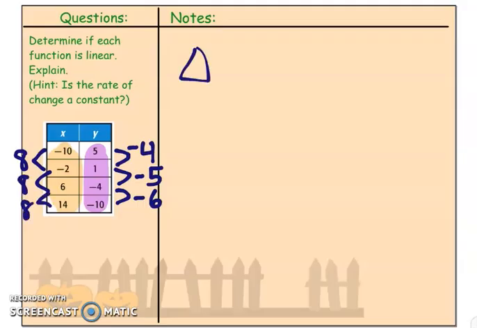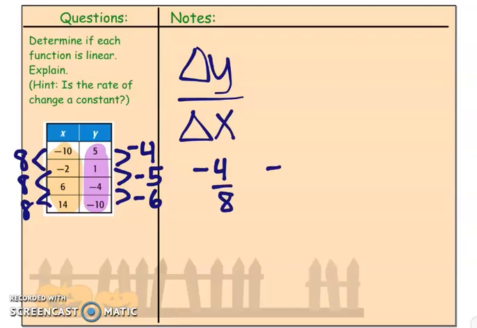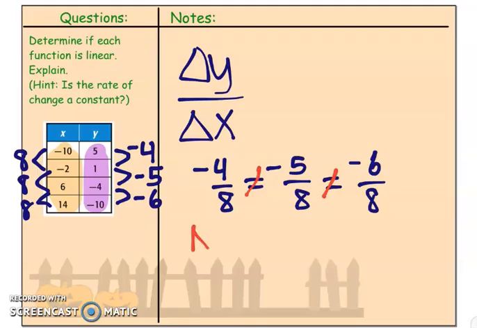So when you look at these, change in y over change in x, -4 over 8, -5 over 8, -6 over 8. So you might think, well, it's a pattern, that's a good thing, but these are not equal to each other. So this is not linear. So I'm going to say nonlinear, and my reason is because it doesn't have a constant rate of change.